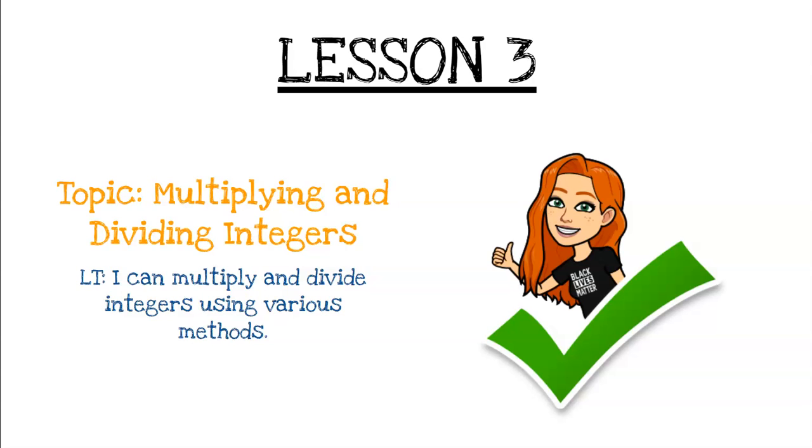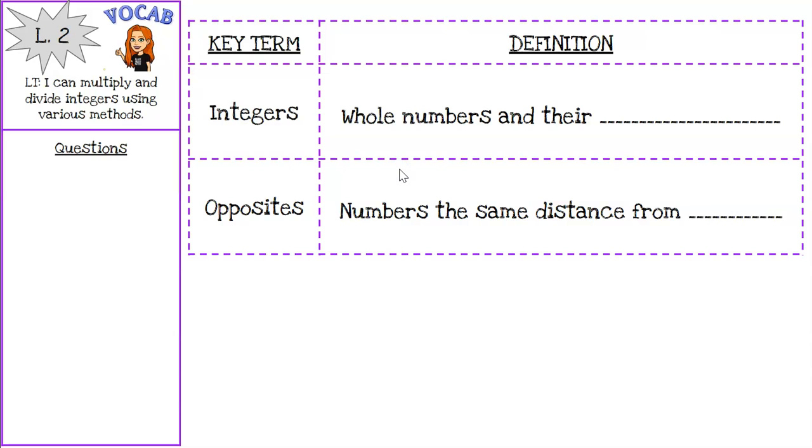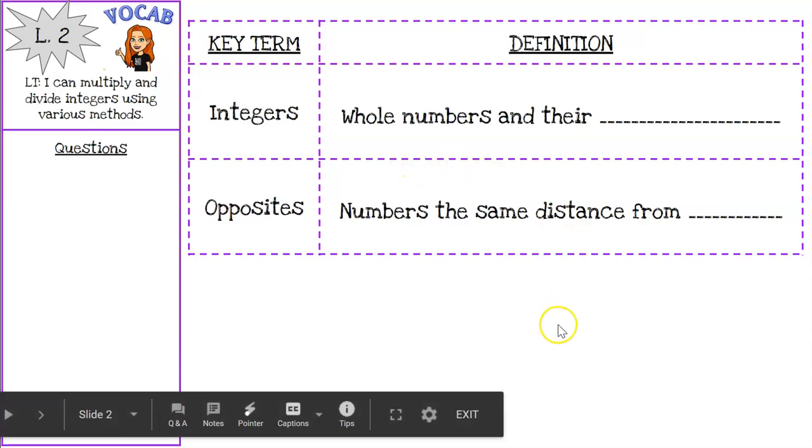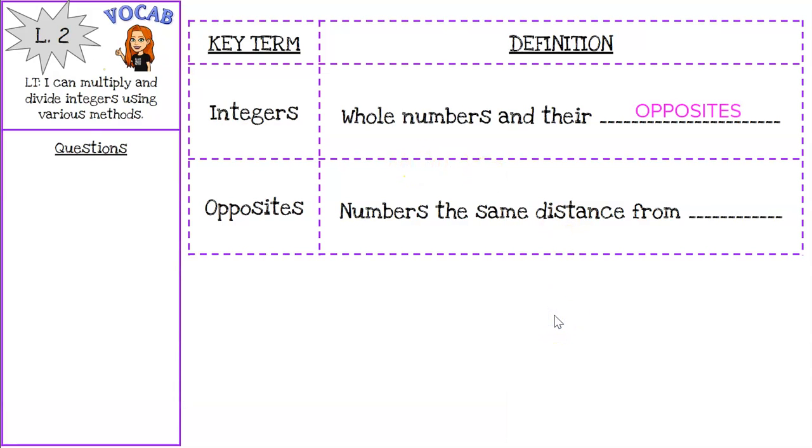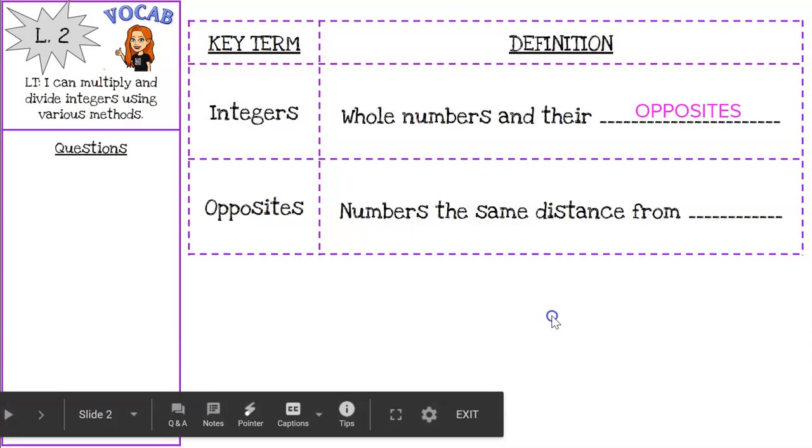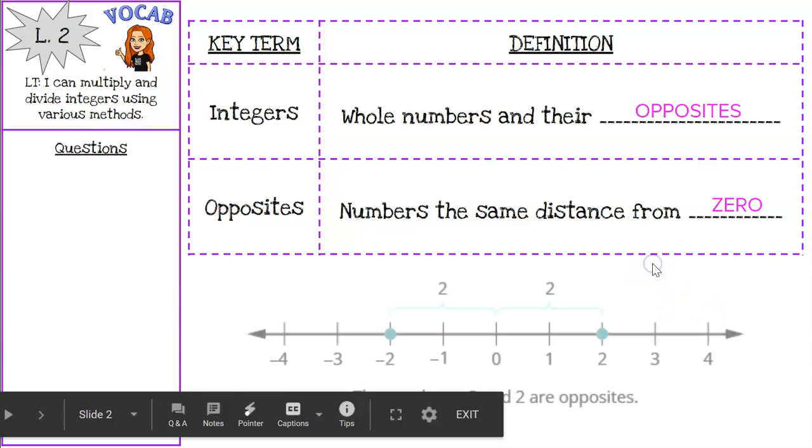Lesson 3, topic: multiplying and dividing integers. Learning target: I can multiply and divide integers using various methods. Key terms: integers, whole numbers and their opposites. Opposites, numbers the same distance from 0. So we've talked about these in the first 2 lessons, so this is just review.